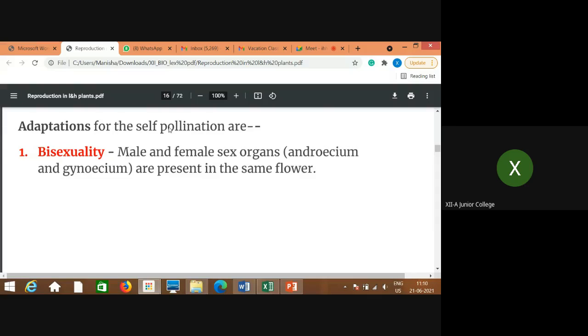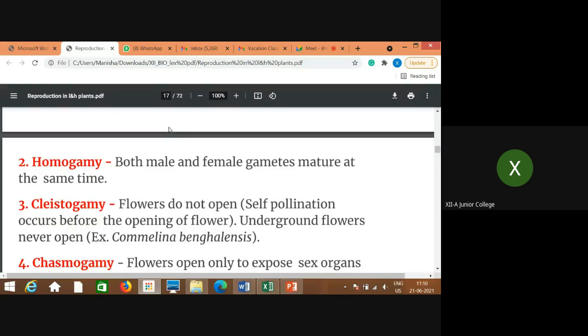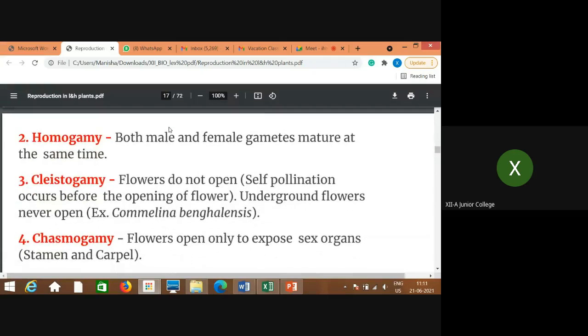First is bisexuality, as I told you, that the flower should contain both male as well as female sex organs. That means androecium and gynoecium should be present in the same flower. Then the second important thing is homogamy. Homo means similar, gametically. That means both male and female gametes should mature at the same time. That is what is called homogamy.